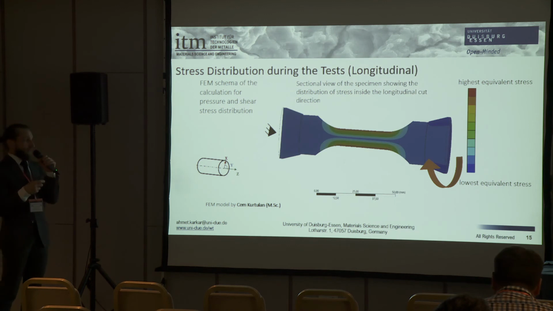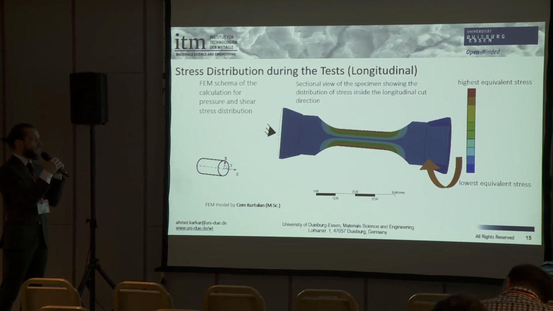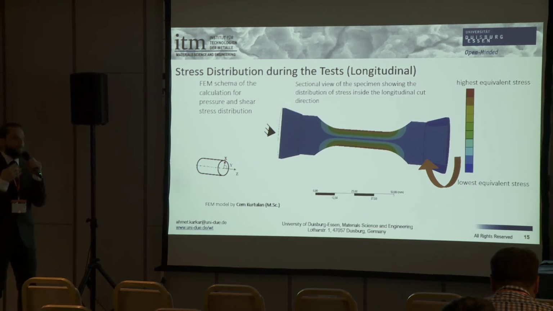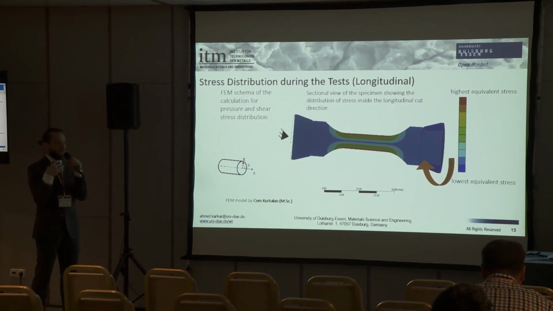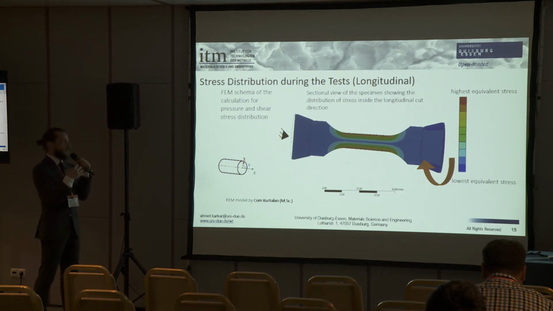If we look at the cross-section, we can see the stress distribution calculated by an FEM model as well. So the highest stress is here acting on the surface of the cross-section, and this leads us to the assumption that, like in laser shock peening after multi-axial fatigue, dynamic recrystallization processes could take place on the surface of the specimen.